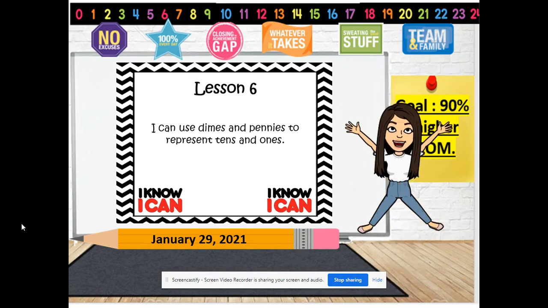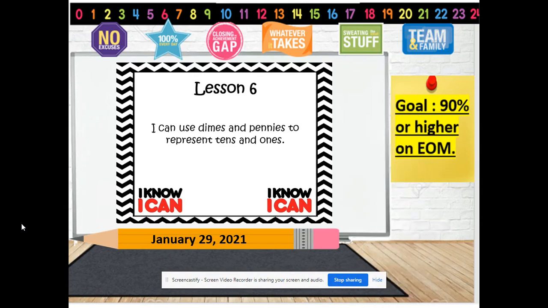It's Eureka time. Today is January 29, 2021, and our goal is to get a 90% or higher on our end of module. Today, we're going to be doing lesson 6, and our objective says that by the end of this lesson, I can use dimes and pennies to represent tens and ones.